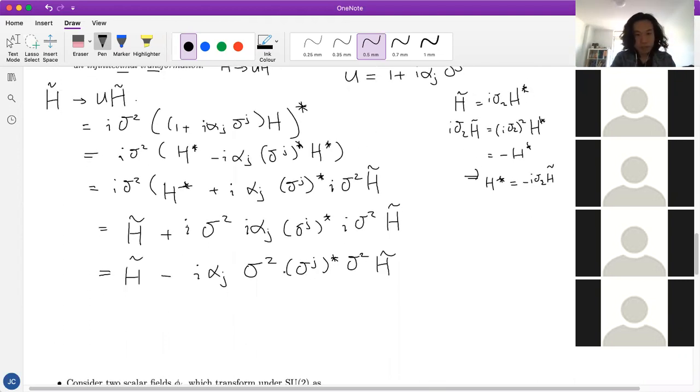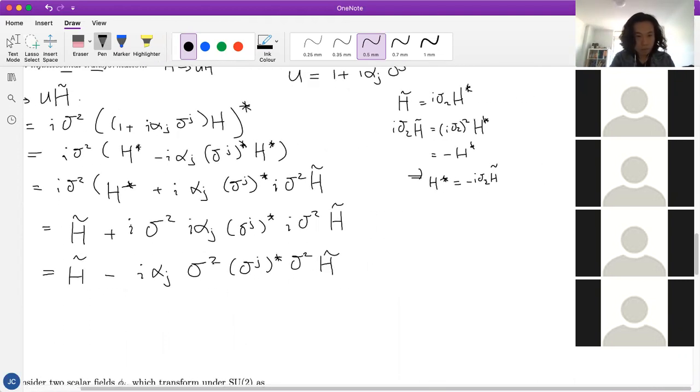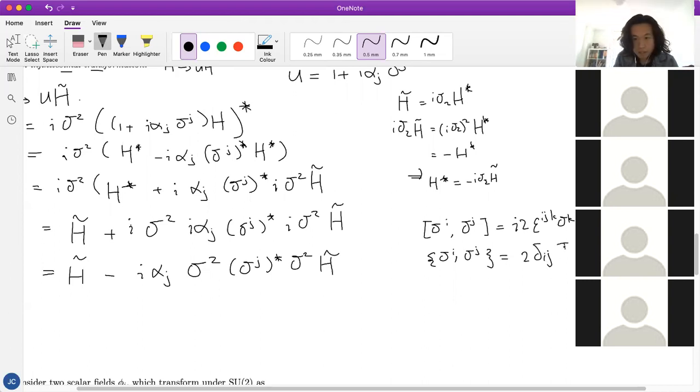Okay, so at this point, you're gonna have to do something real weird to simplify this any further. So let's look at, firstly, the commutator for sigma i, sigma j. The commutator for this is 2i epsilon ijk sigma k. And also take the anti-commutator. The anti-commutator of the Pauli matrices is just 2 delta ij I.